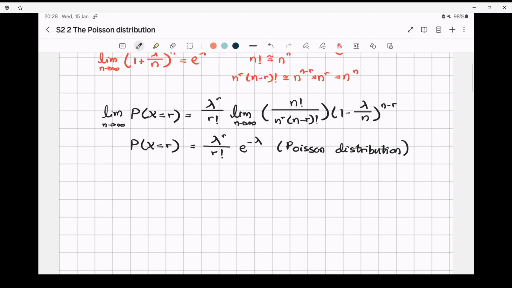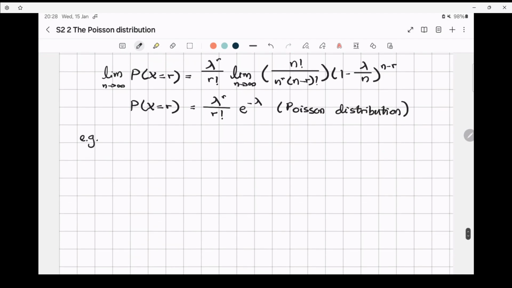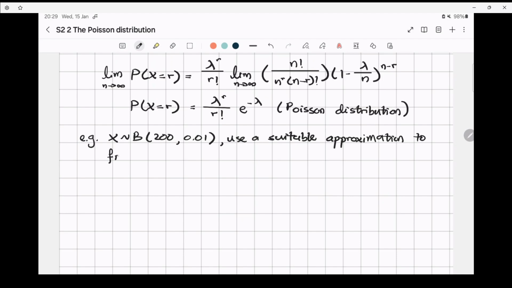So let's look at some examples. Let's say you have x is binomially distributed with this parameter. Use a suitable approximation to find P(6 ≤ x ≤ 10).